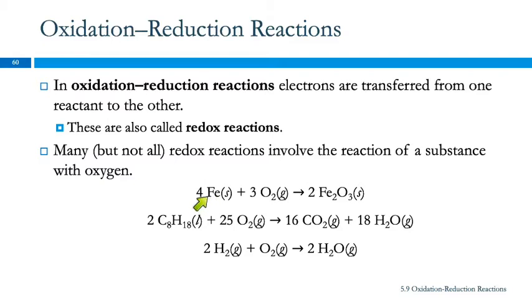So here we have iron reacting with oxygen to form Fe2O3. The iron here is an atom, has no charge, and over here the iron is now part of an ionic compound and it has a charge. And in order for an atom to become an ion, there has to be a transfer of electrons.